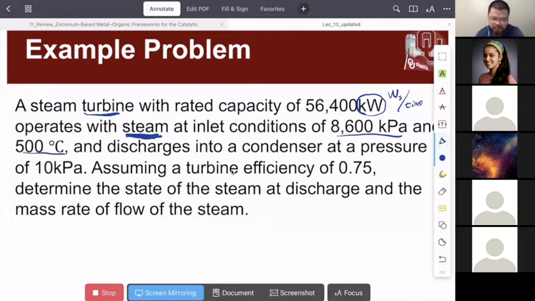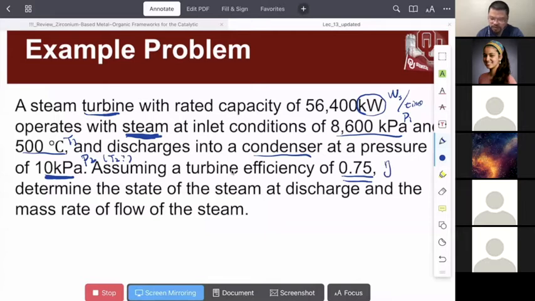And then we will discharge the outlet into the condenser, which is the next unit of the heat engine, at a pressure of 10 kPa. So that is P2. This is P1, this is T1, P2, but we don't know what the T2 is, at least for now. Assuming a turbine efficiency of 0.75, determine the state of the steam at discharge and the mass rate of flow of the steam.